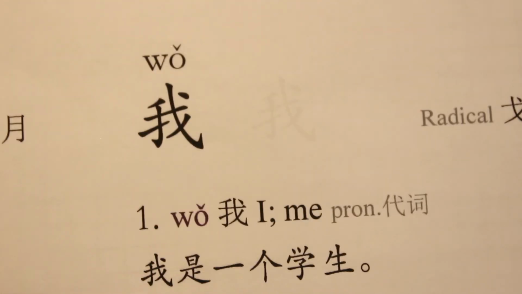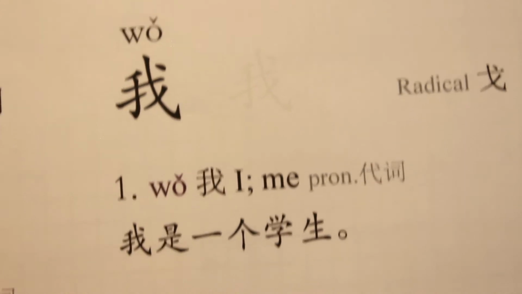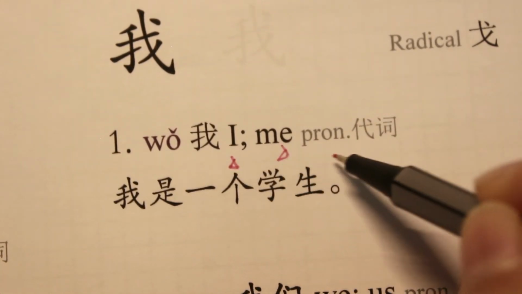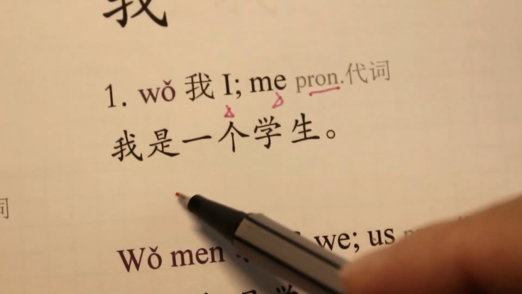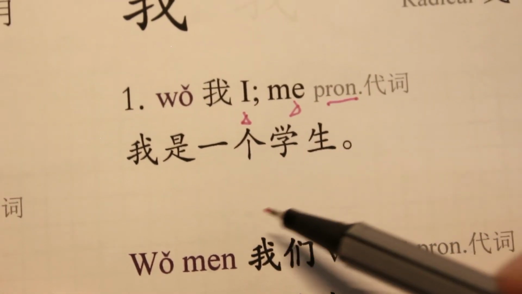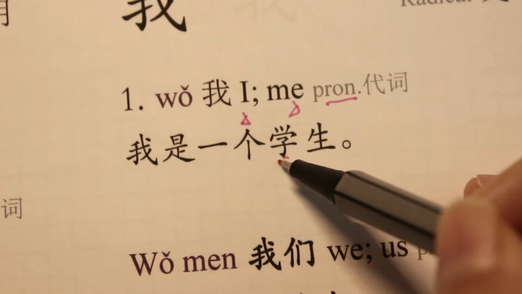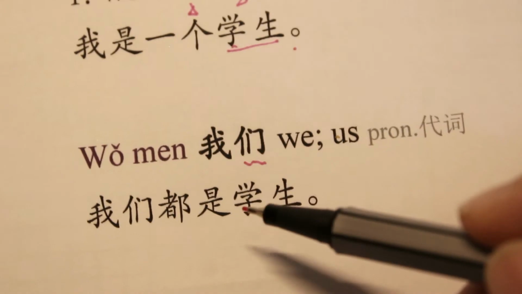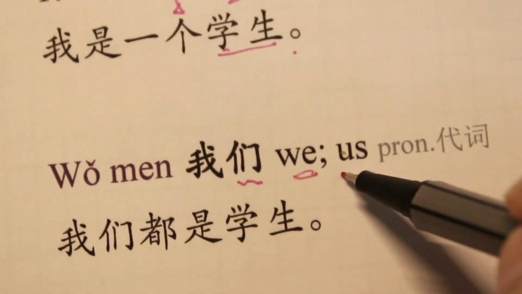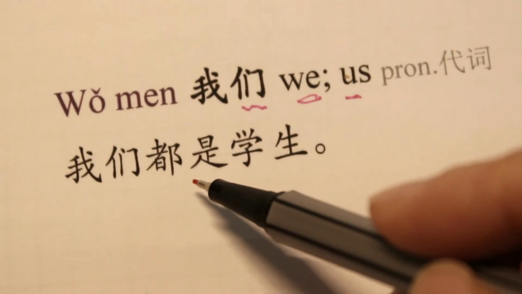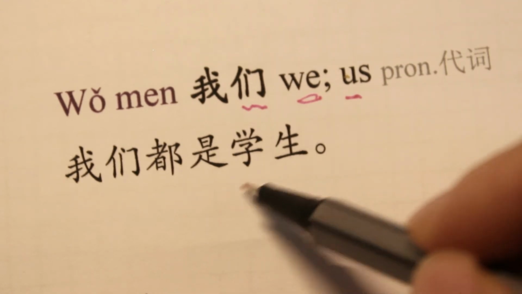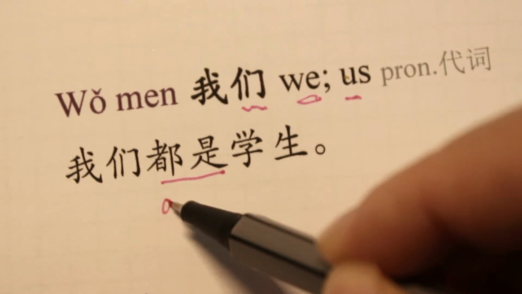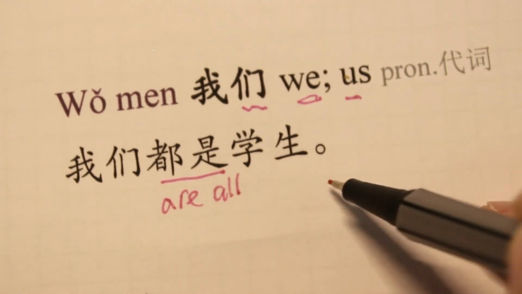Now let's look at the next one. 我 simply means I or me. It's a pronoun. So 我是一个学生 means I'm a student. 学生 means student. Next one, 我们 means we or us. 我们都是学生, we are all students. 都是 means are all.